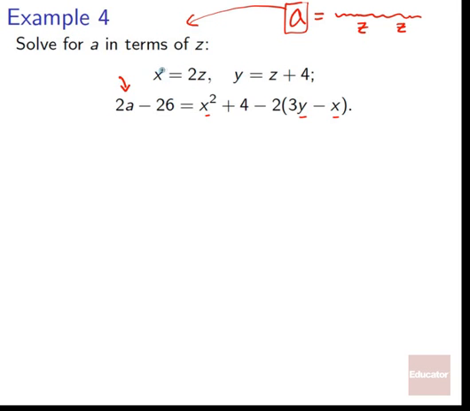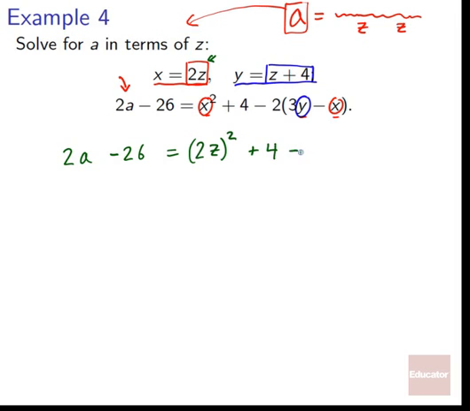So we'll use substitution. So x equals 2z and y equals z plus 4. So right here, we've got a y. Here we've got an x. Here we've got an x. So let's do substitution. We've got the left side will still be the same, 2a minus 26 equals. What slots in for x? 2z slots in. So 2z in quantity, in parentheses, squared, plus 4 minus 2 times quantity, 3. What goes inside of y? Quantity z plus 4, close quantity, minus what goes inside of x, quantity 2z, close up that.